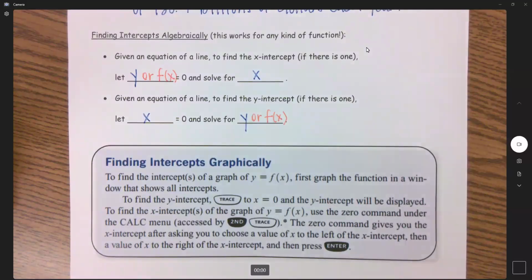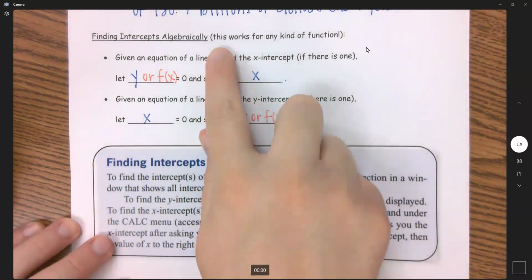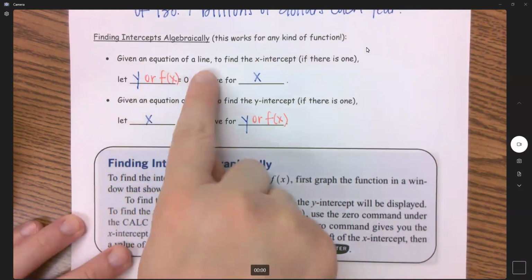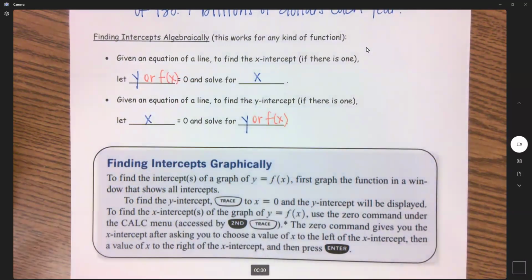Let's now find intercepts algebraically. Now, it does go on to say that this works for any kind of function. So even though this says, given an equation for a line, if I'm given an equation of any type of function, this is how we find our intercepts.